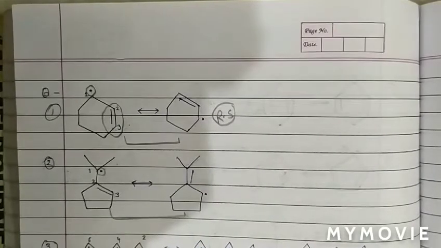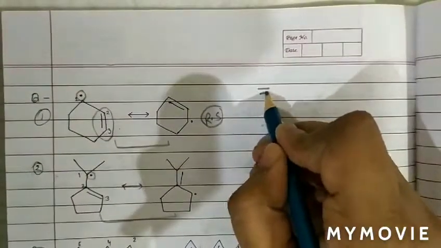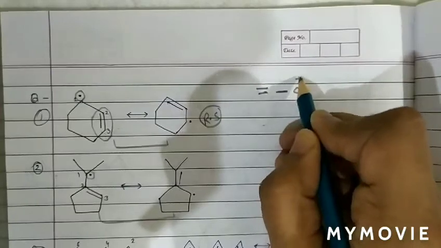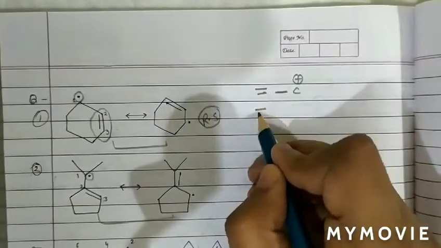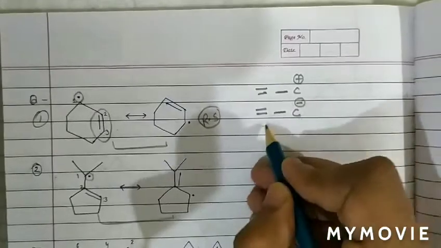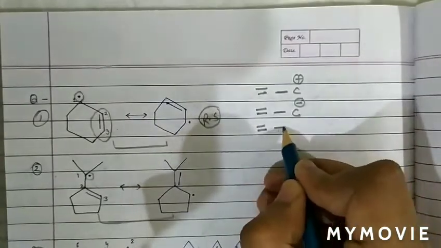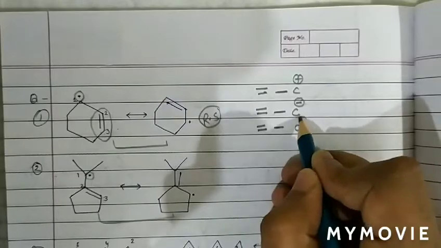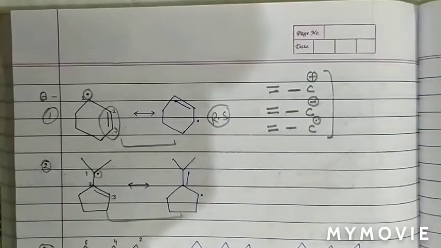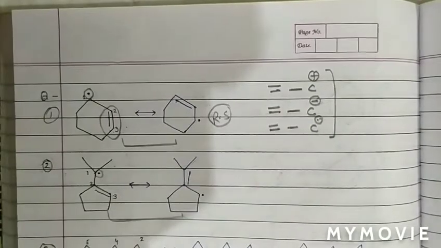The first conjugated system is pi bond, then sigma bond, and then an atom with positive charge. Then we have studied pi bond, then sigma bond, and the carbon with negative charge or lone pair. And next we have studied pi bond, then sigma bond, and the carbon with free radical. So three types of conjugated system we have studied now. Now see another type of conjugated system.